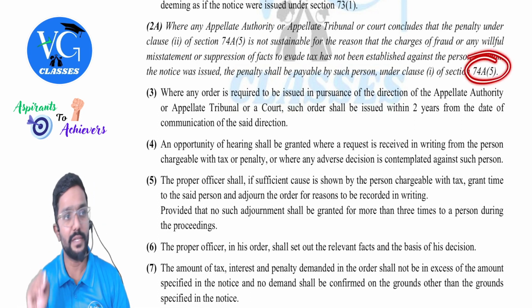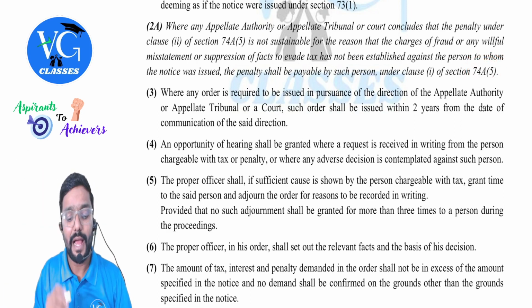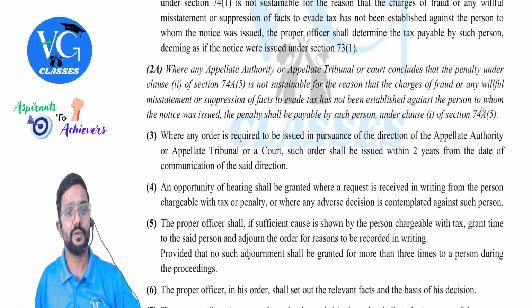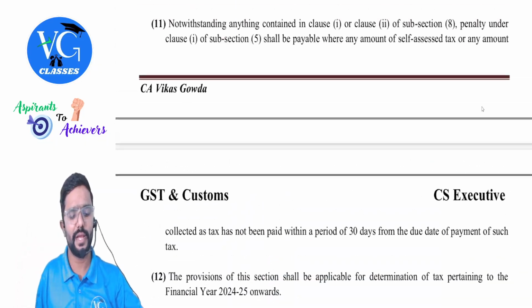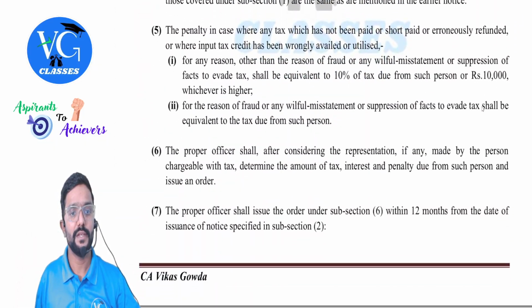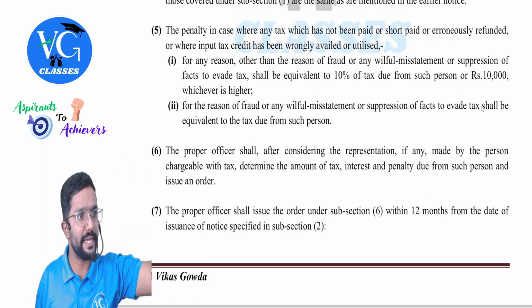74A5. Guys, simple. 74A5 has two clauses. Clause 1, clause 2. What is it? We will go and see quickly. I will just refer. You need not worry. I will just show you. Subsection 5. You can see. Subsection 5 talks about penalty.